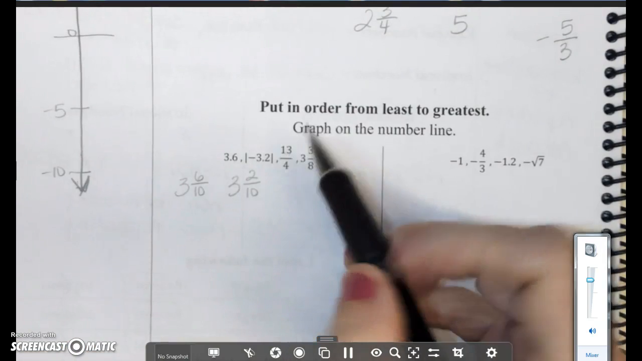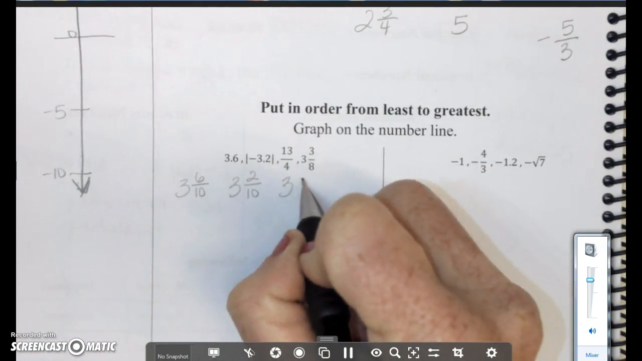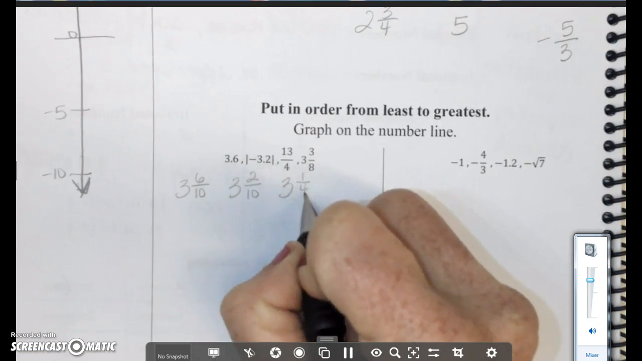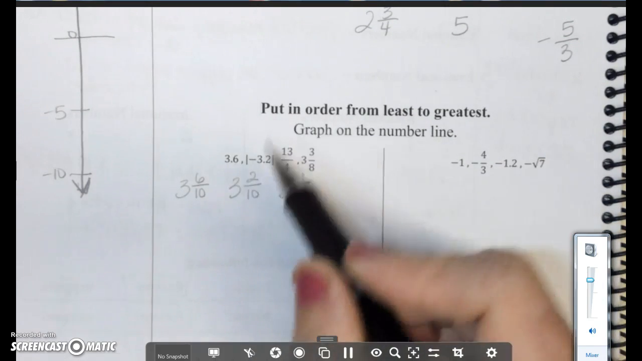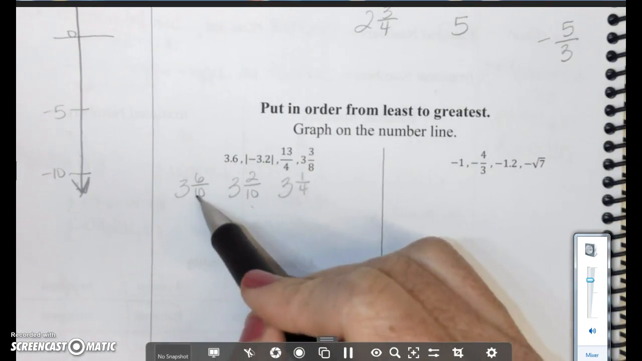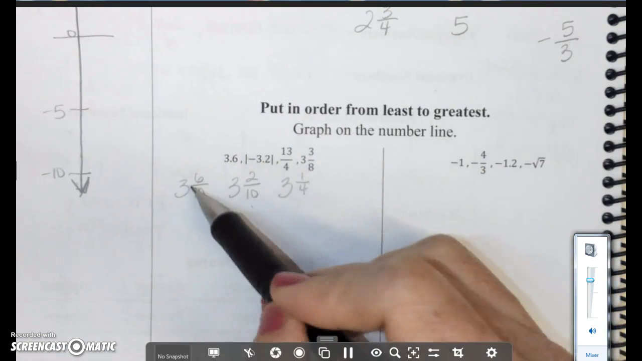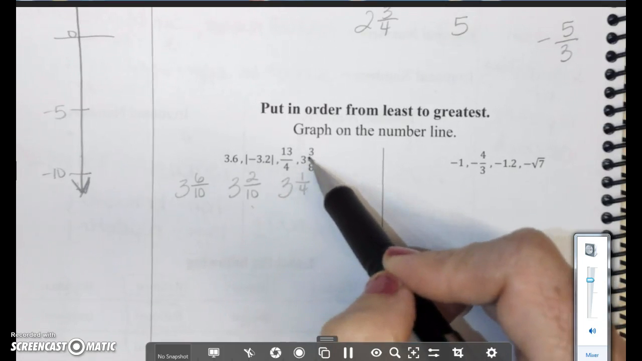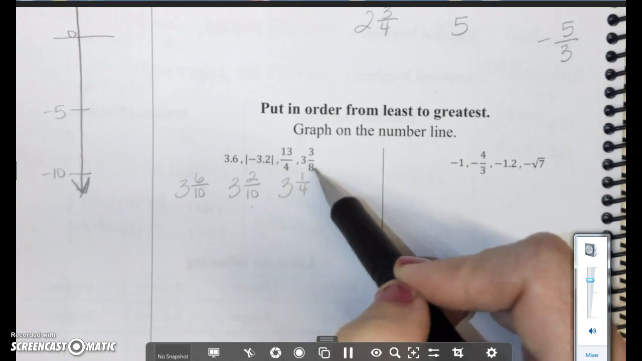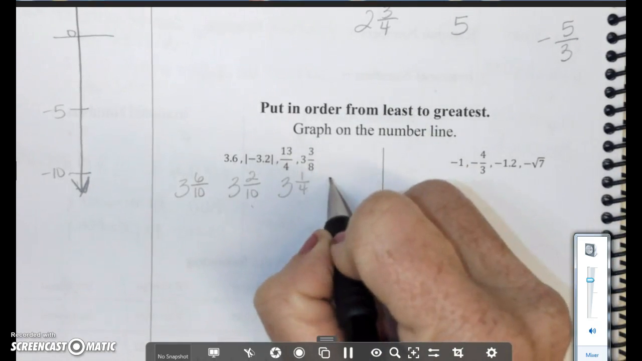4 goes into 13 3 times with 1 left over, which is 3 1/4, right? Which is, we know, 0.25. So now it's bigger than the 2/10, but smaller than the 6/10. And then we have 3/8, which is less than half, right? 4/8 would be half.